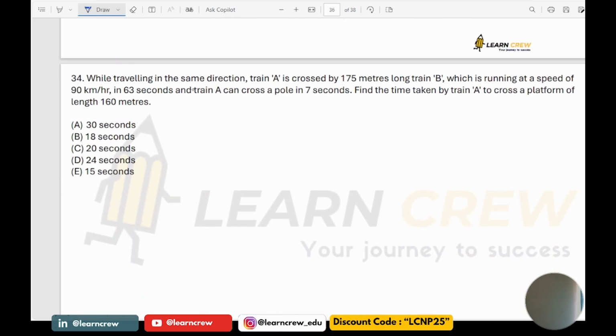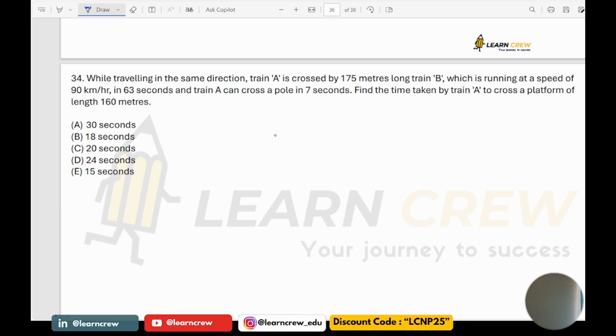34th question. While traveling in the same direction, train A is crossed by a 175-meter long train which is running at the speed of 90 km per hour in 63 seconds. And train A can cross a pole in 7 seconds. Find the time taken by train A to cross a platform of length 160 meters.